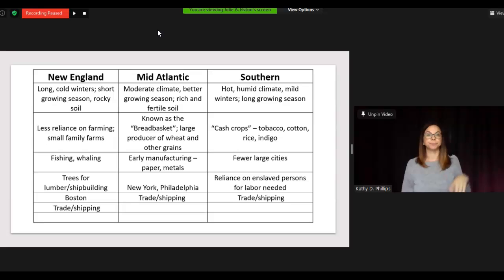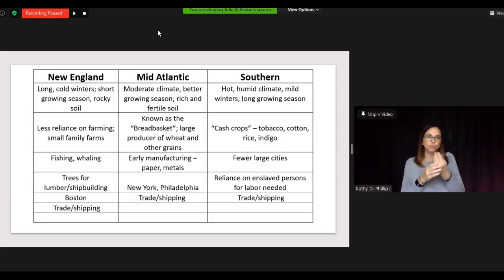The southern region had a different climate, very hot and humid. And while it had a long growing season, not all crops do very well with that type of climate. So instead of seeing wheat and grains, we see a different kind of crop begin to emerge and be successful here. And these are cash crops, right? Things like tobacco and cotton that are grown not to eat, but to sell and make money.